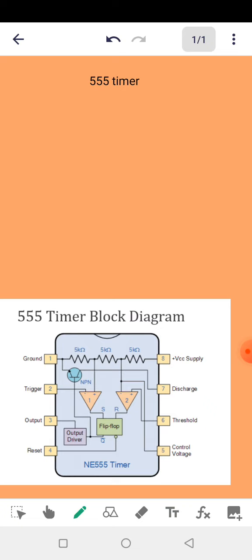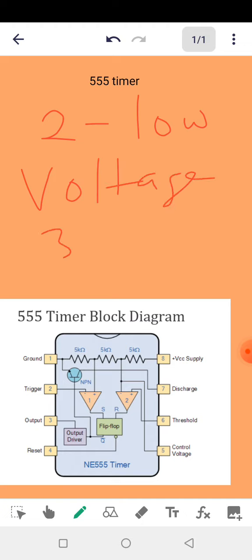Now pin 2 is that pin we call trigger. And the way pin 2 works is this. When pin 2 gets a low voltage, pin 3 goes high. What that means is you use a low voltage to trigger pin 2, then there's presence of voltage at pin 3. So the presence of voltage, we say it is high. When there's very little amount of voltage, we say it is low.